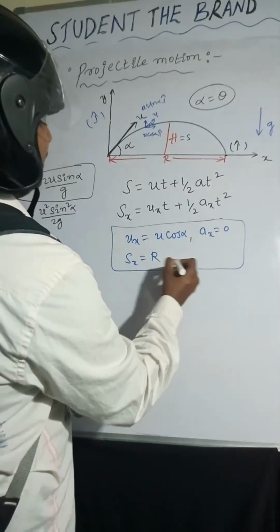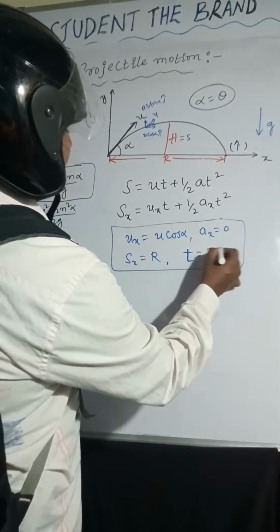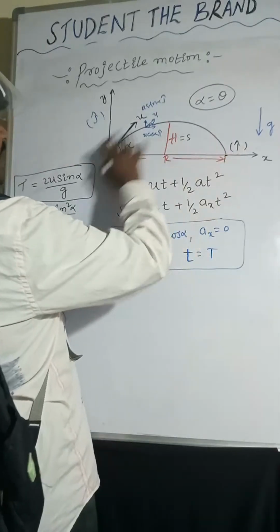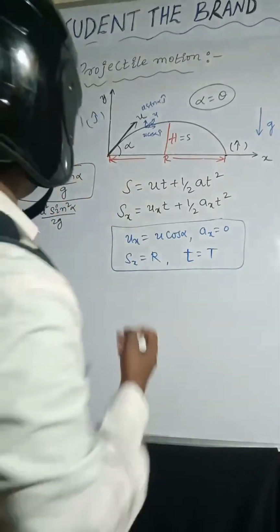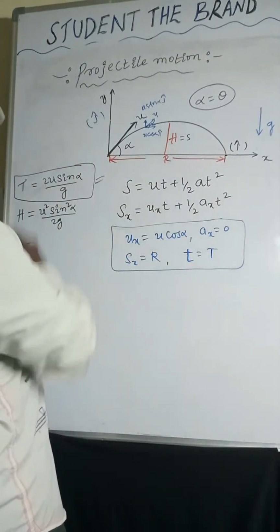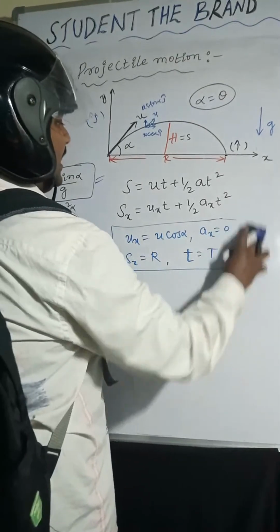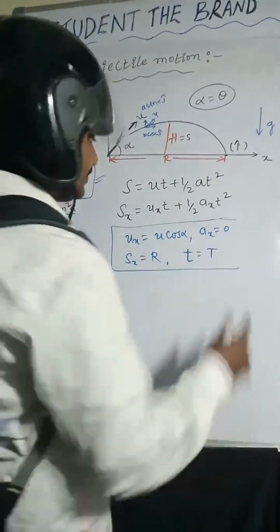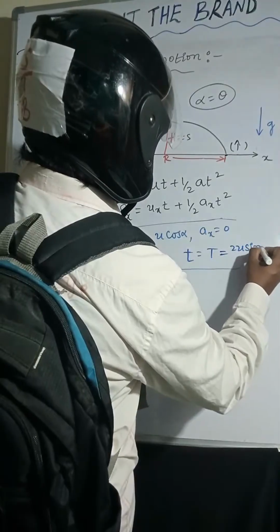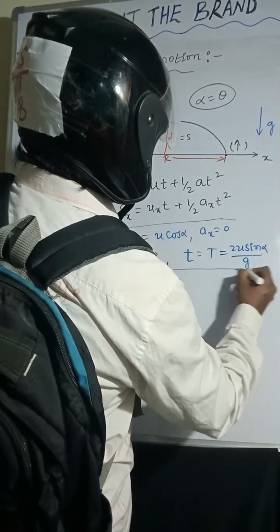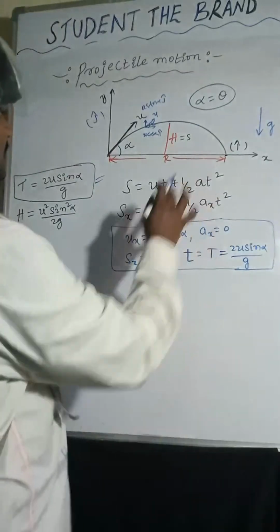So here time is nothing but time of flight. It reaches from here to here, so how much time does it take? Time of flight only. What is the time of flight formula? Here I wrote 2u sin alpha by g. That also you have to write: 2u sin alpha by g. Right? Now substitute the values.